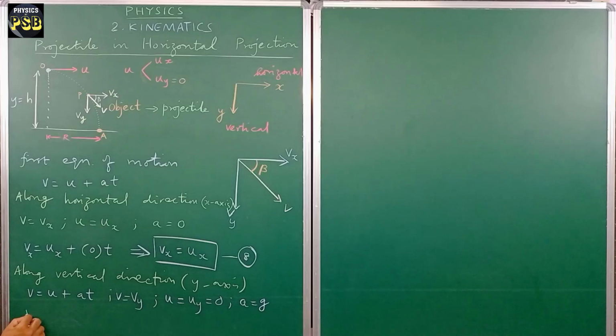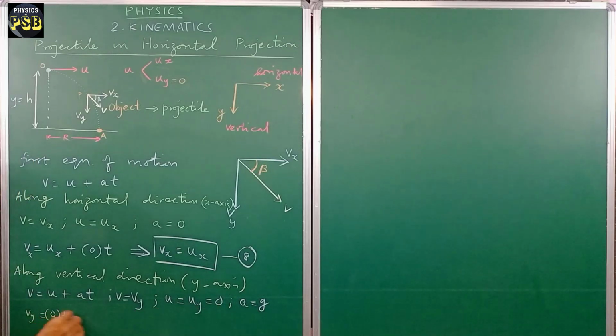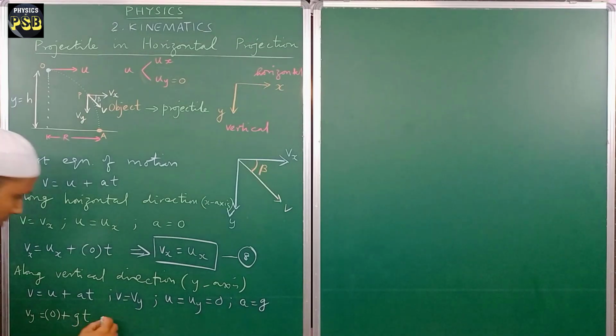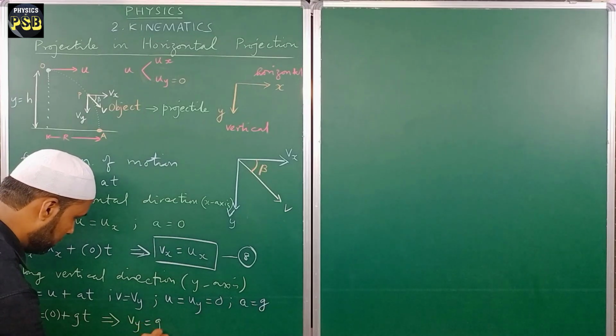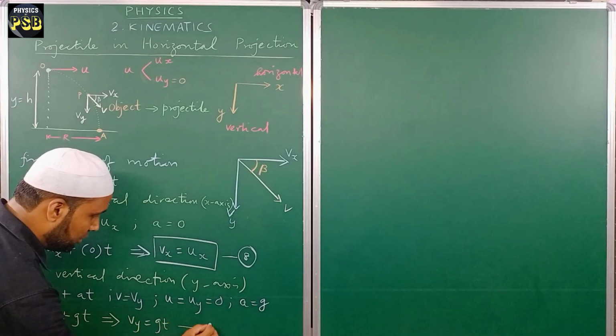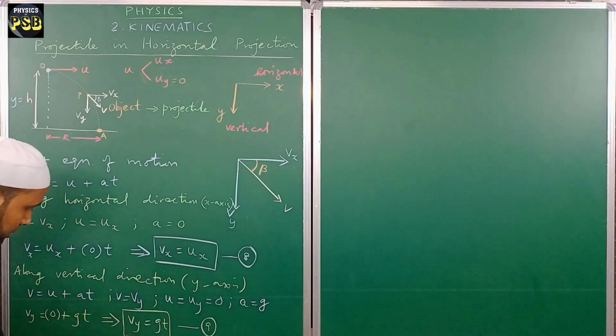So after substituting this given value, this equation becomes Vy equals, in the place of u, I have to write a 0. That's gt is what I get. Fine. So this shows that Vy equals gt. This is equation number 9. I box it for better visibility.